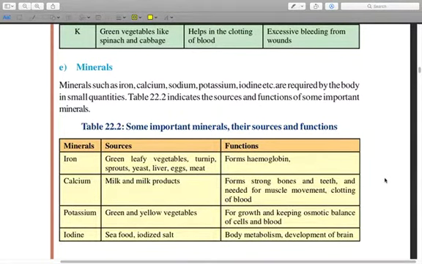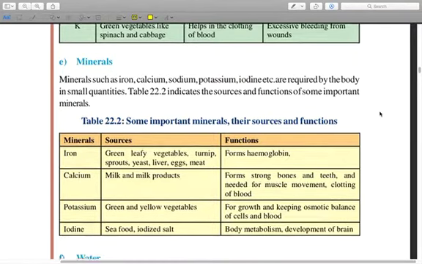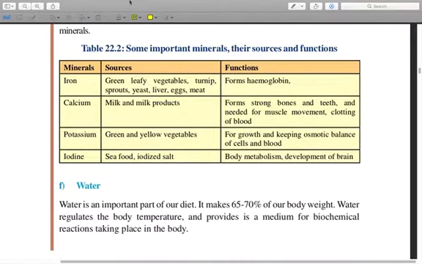Then you have minerals. Minerals such as iron, calcium, sodium, potassium, iodine. You might have heard all these names. They are minerals and they are required by our body in small quantities. Okay, and they have tables here, same like vitamins. So minerals, when you talk about iron, sources are green leafy vegetables like spinach and all these, turnip, sprouts, yeast, liver, eggs, meat, all these things.